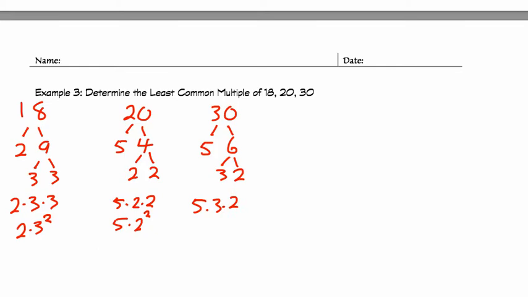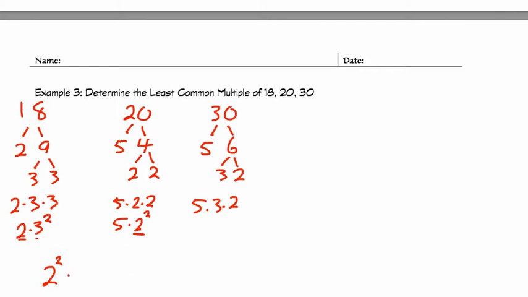To find the least common multiple of 18, 20, and 30, we look at each prime factorization and take the greatest power of every number's occurrence. So for example, we see there is a 2 in 18, but we see there is a 2 squared in the 20, and just one 2 in the 30. So our least common multiple has to contain a 2 squared.